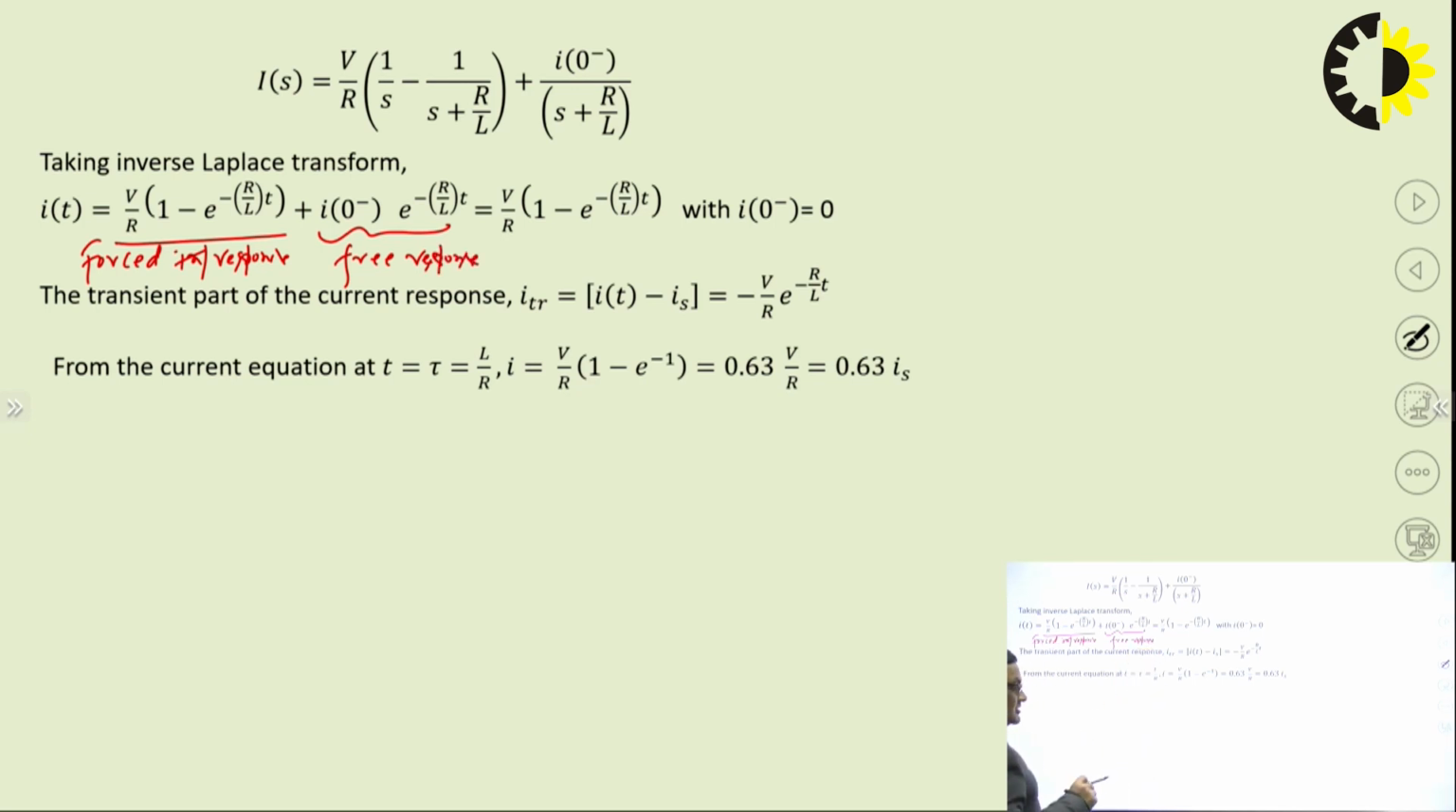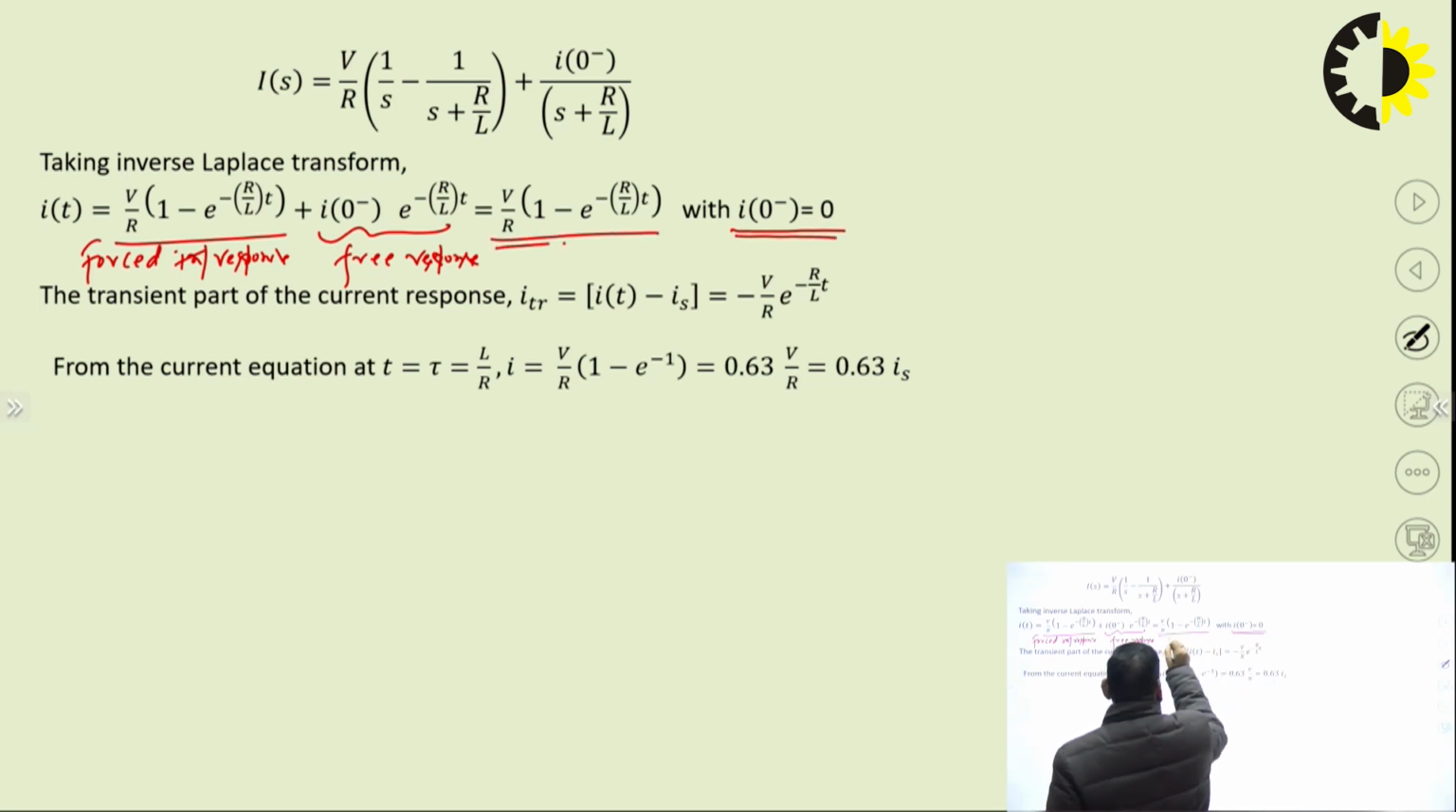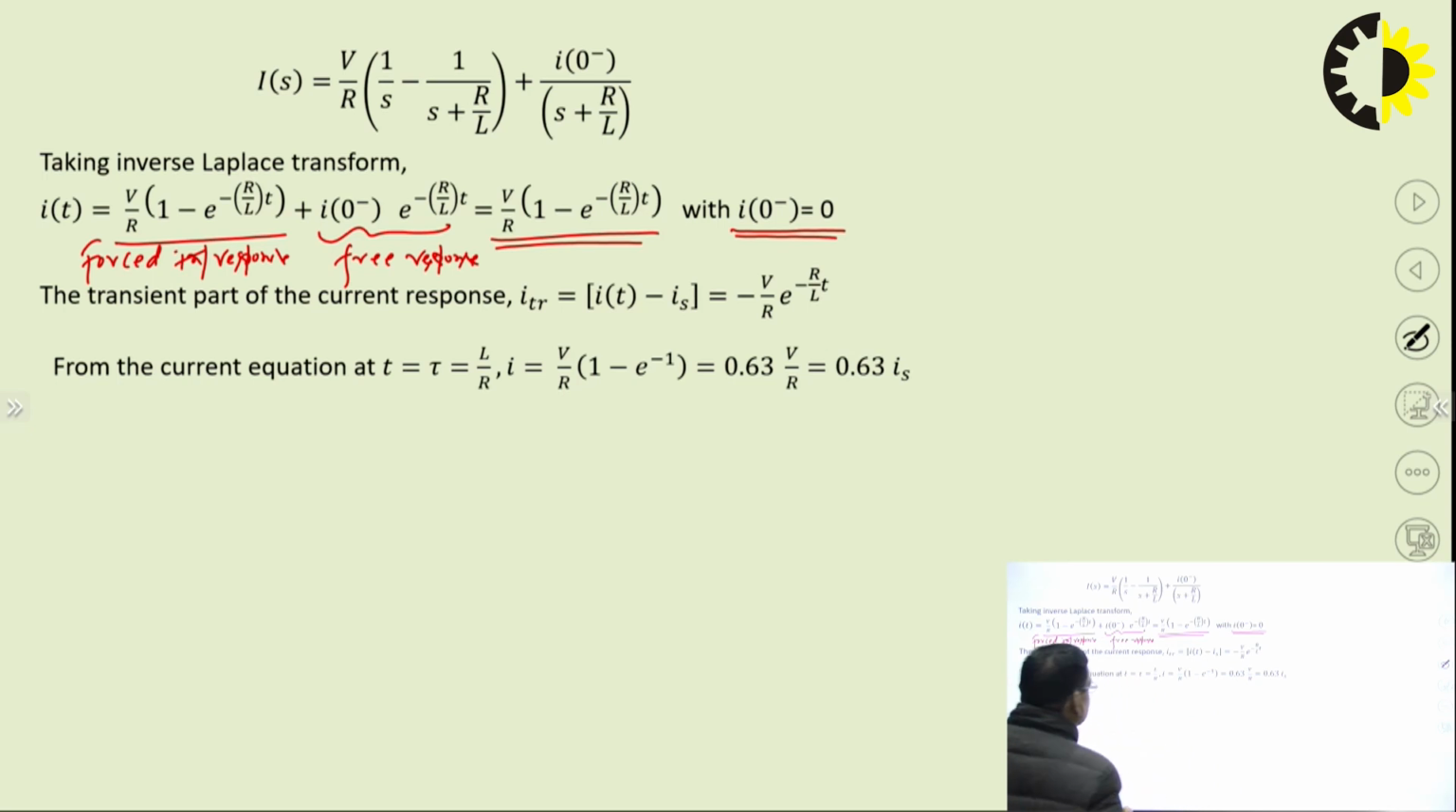When the response is due to the initial conditions, we get the free response, and when the response is due to the input, we get the forced response. In the given circuit, the initial current through the inductor is 0, so this I0 is 0. If we put that in, we get this expression: V by R into (1 minus e to the minus R by L into T).